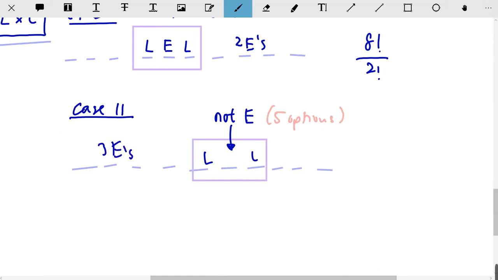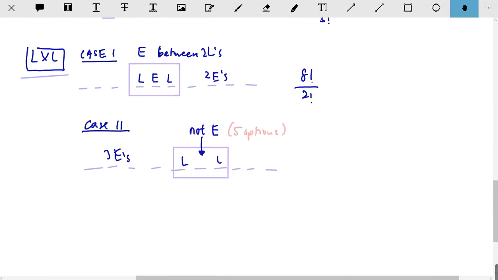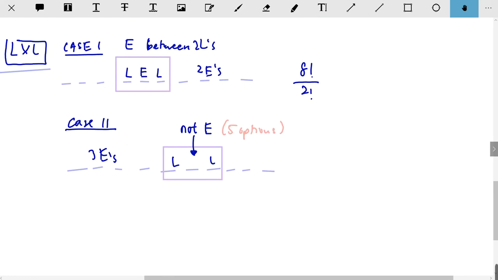So 3 E's are outside. In this case here, it would just be 1, 2, 3, 4, 5, 6, 7, 8. 8 factorial over 3 factorial times 5. That's it.